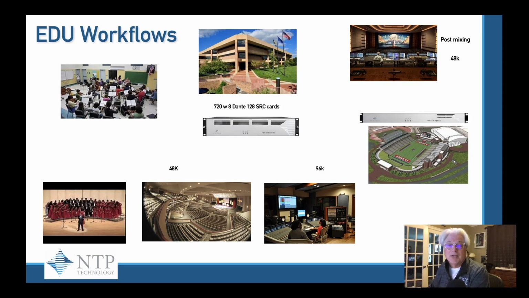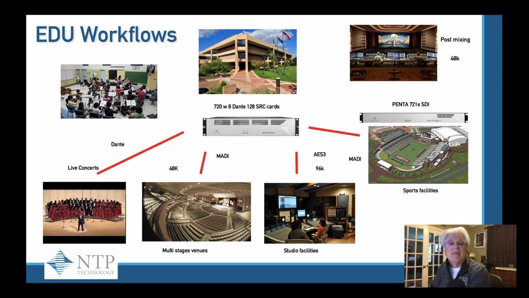So let's look at a typical EDU workflow. You have lots of live concerts, different venues at different sample rates, studio facilities that are operating at different sample rates all the time, sports facilities across campus via fiber, because over 6 miles or under 6 miles you need to use fiber connectivity, all connected to a 720 with Dante 128 cards, 8 of them in this example. Then we route the Dante to our broadcast interface so that we can teach post-editing and other video techniques, and lots of classrooms connected via Cat6 or fiber.